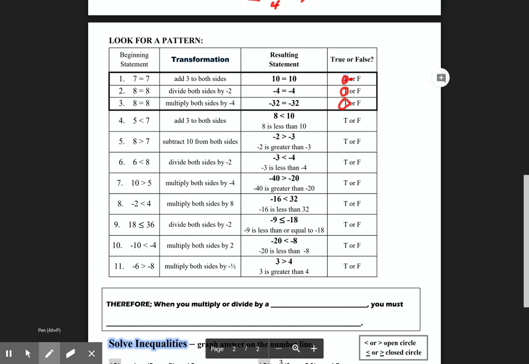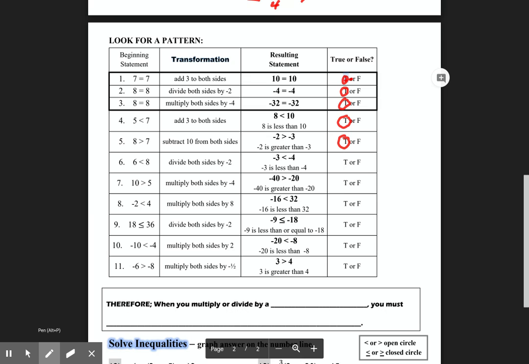So on number 4, 5 is less than 7. If we add 3 to both sides, we get 8 is less than 10, which is still a true statement. Number 5, 8 is greater than 7. If we subtract 10 from both sides, -2 is greater than -3, which is still a true statement. Number 6, 6 is less than 8.